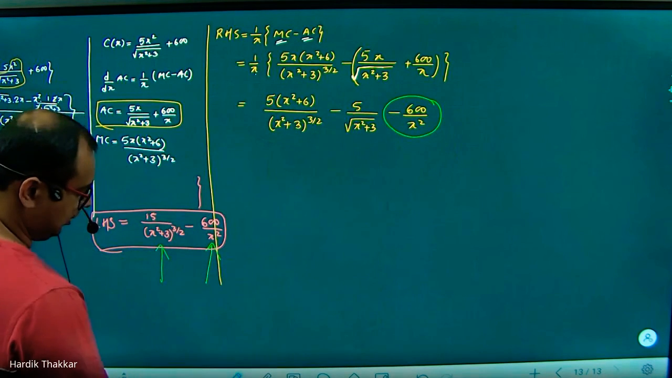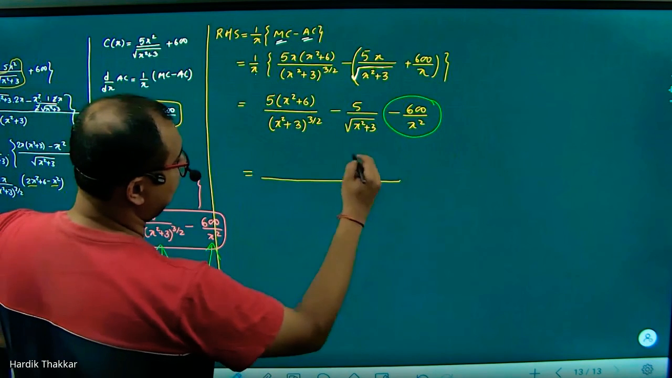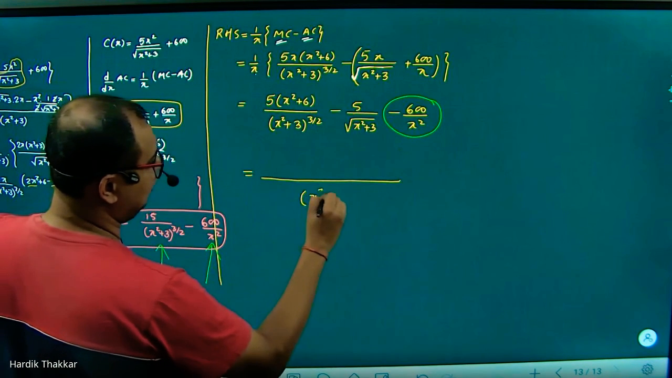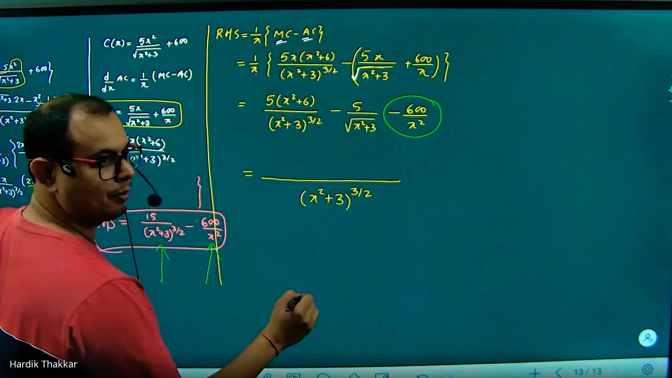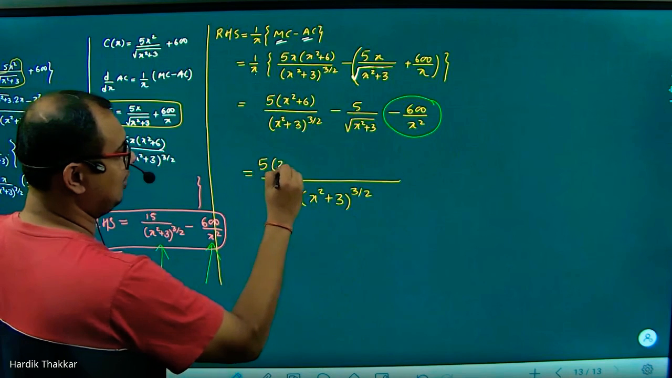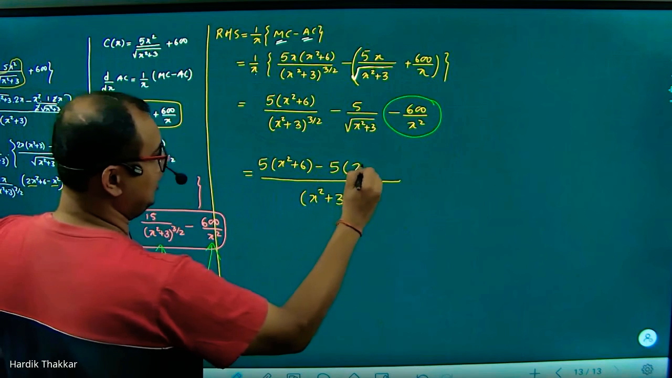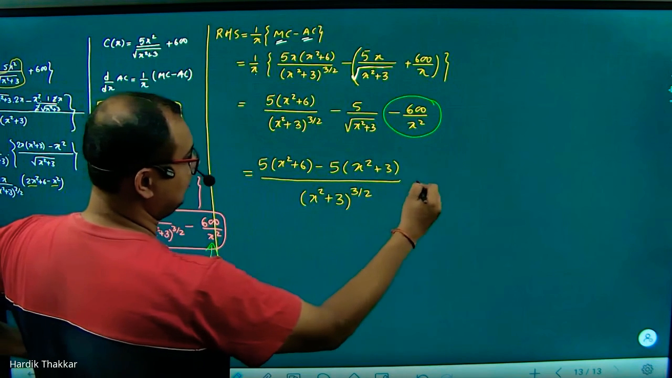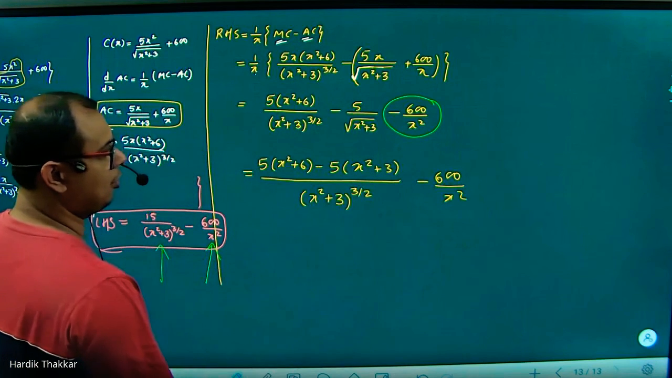So for that we will take LCM here. And the LCM will be x square plus 3 whole raised to power 3 by 2. Okay, this will be the LCM. And further 5 into x square plus 6, this part will be as it is, minus 5 into x square plus 3, this part gets multiplied with this. Now just check this point. This step is clear to you or not?